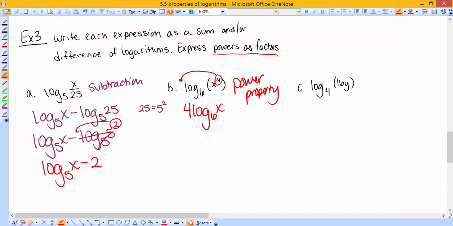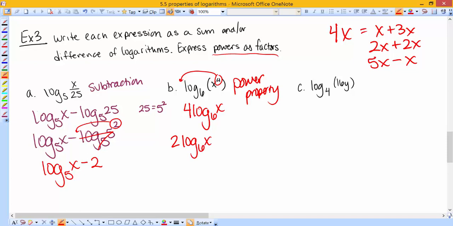But the beginning part of the direction says write each expression as a sum and or difference, which means addition or subtraction. And I don't have that here. So I need to think of this as, like if I had a 4x, well, that could be x plus 3x. That could be 2x plus 2x. It could be 5x minus x. So there's endless possibilities here. I'm going to just make this easy.